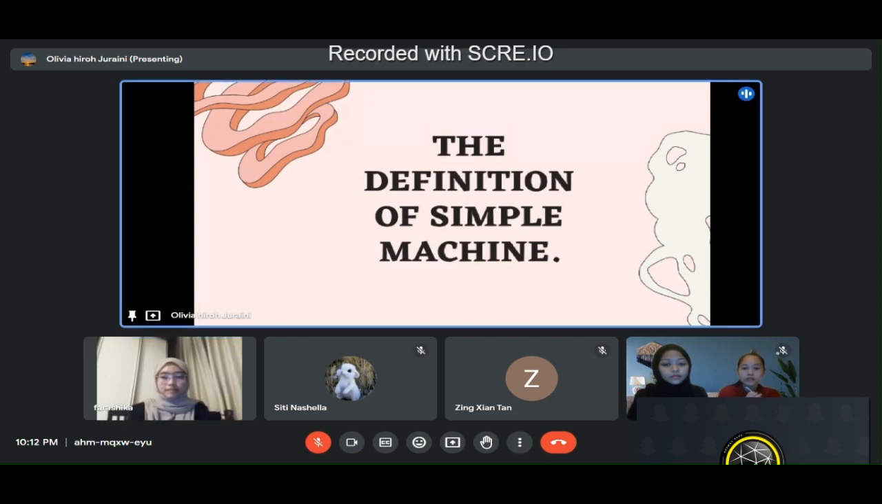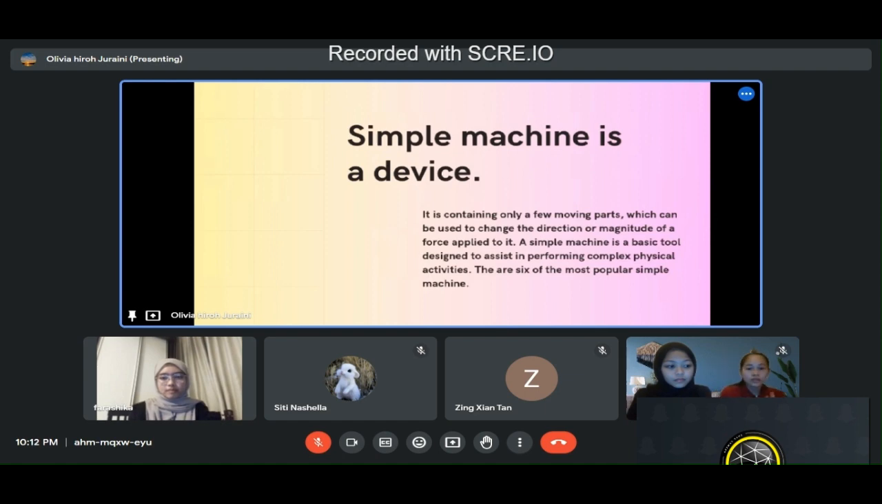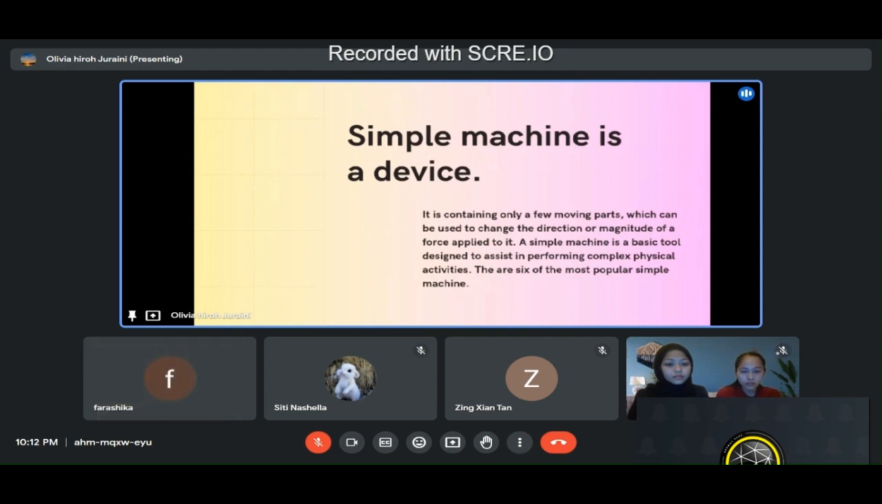And first, the cluster 1, I will present it. The first one is the definition of simple machine. A simple machine is a device containing only a few moving parts which can be used to change the direction or magnitude of a force applied to it. A simple machine is a basic tool designed to assist in performing complex physical activities. And then there are six of the most popular simple machines.